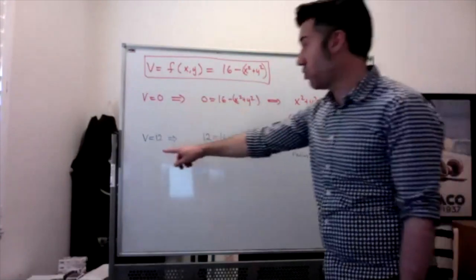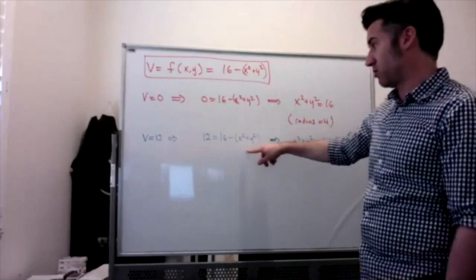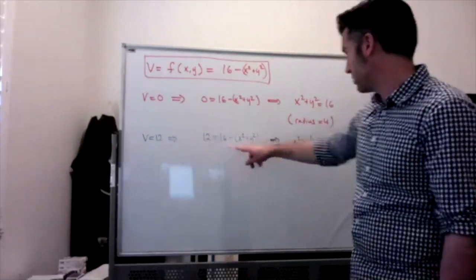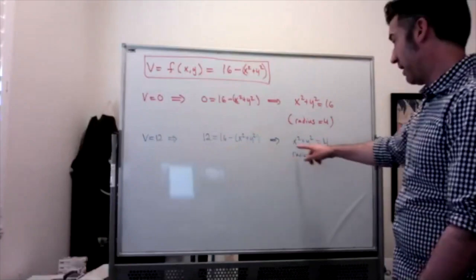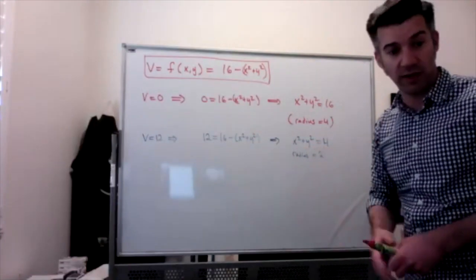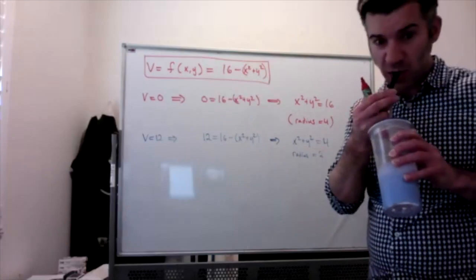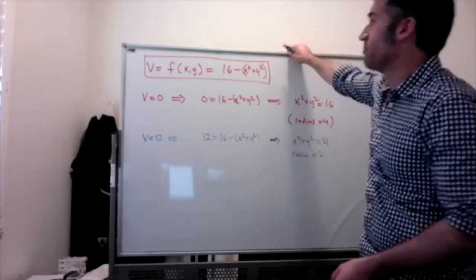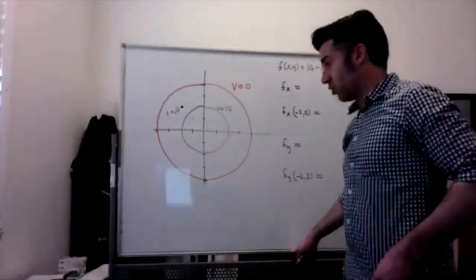And for v equals 12, 12 equals 16 minus x squared plus y squared. I add the x squared plus y squared over there. I subtract 12 over there. 16 minus 12 is 4. So I get x squared plus y squared equals 4, which is a circle of radius 2. So my contours or my level curves are these circles.